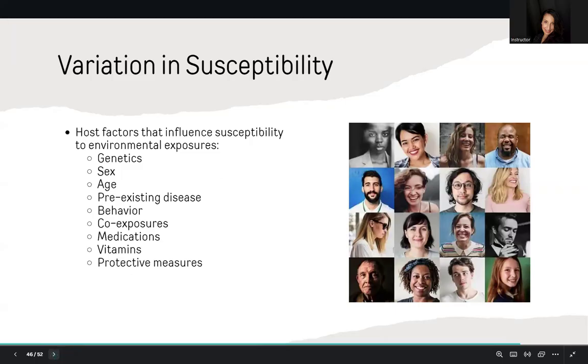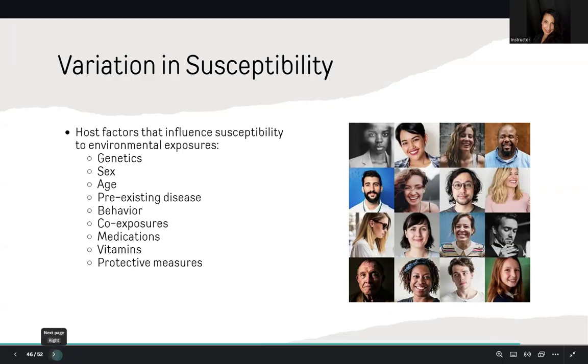Host factors that influence susceptibility to environmental exposures include genetic traits, sex, age, pre-existing disease, and behavioral traits. Some important ones are smoking, chronic ethanol ingestion, coexisting exposures, medications, vitamins, and protective measures.